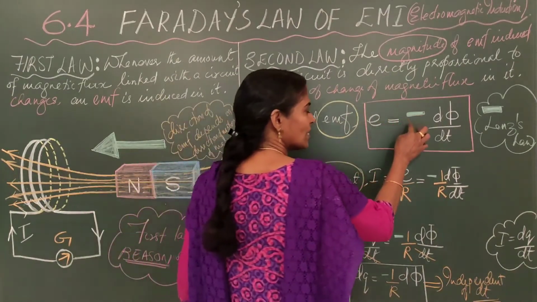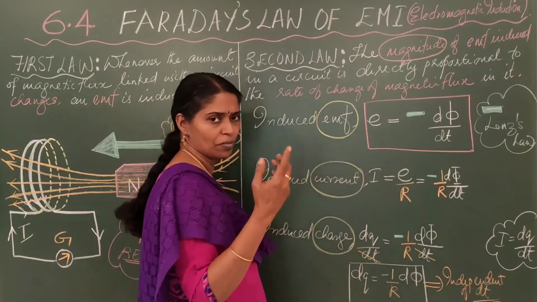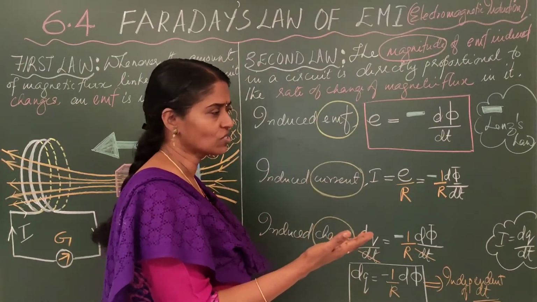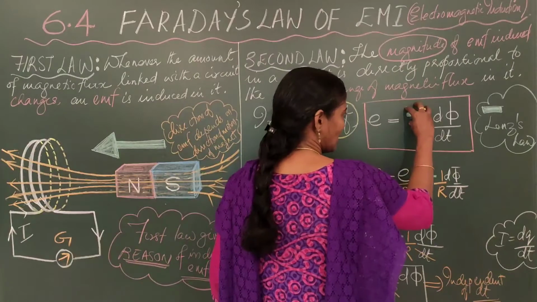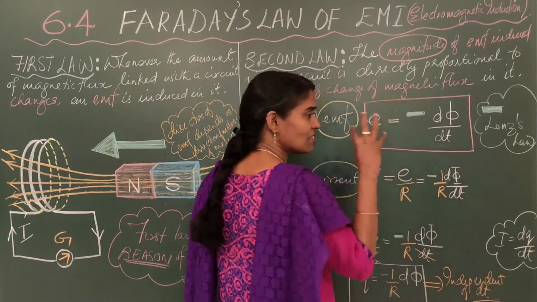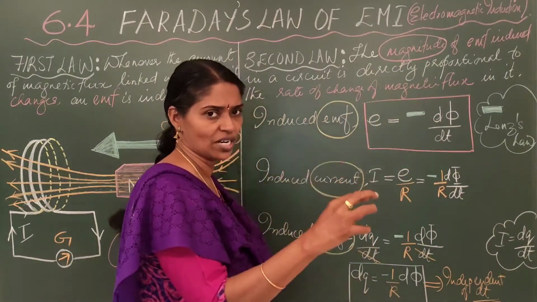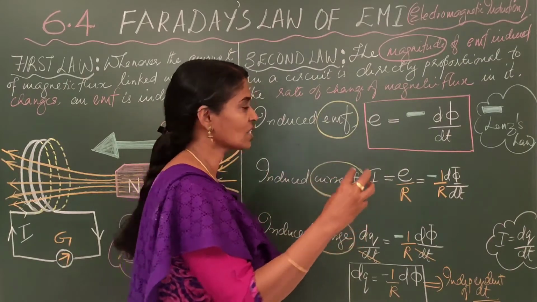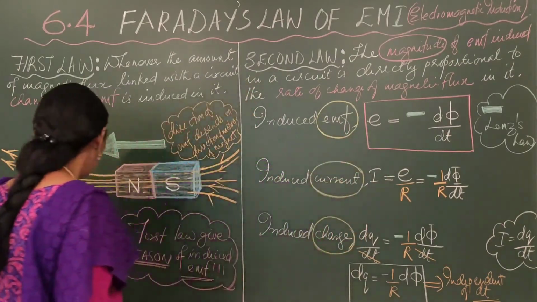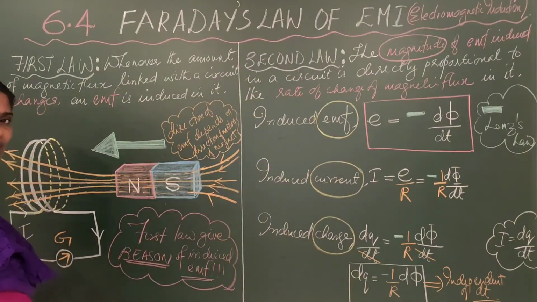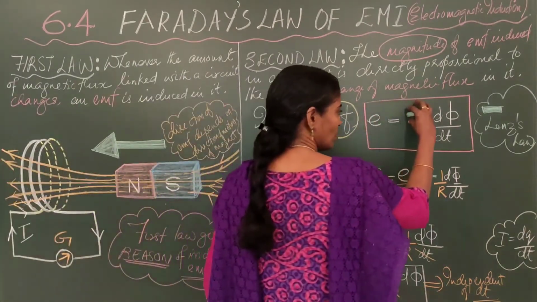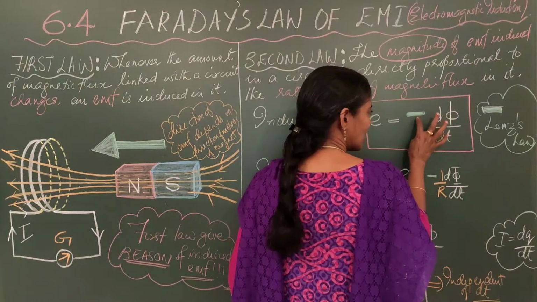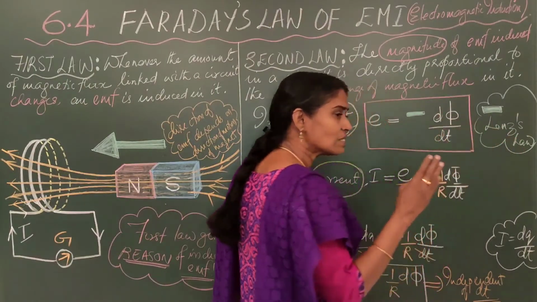So, the proportionality constant here is 1. Maybe you will think why there is no proportionality constant. For sure, it is 1. And with a minus sign. This minus sign specifically gives the direction. What is the direction of the current? I told you either it is towards right or towards left, depending on the motion. So that direction of the induced EMF is given by this negative sign, known as Lenz's law.